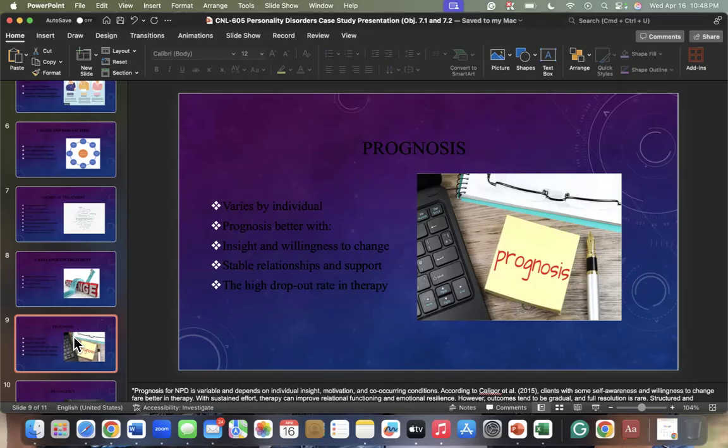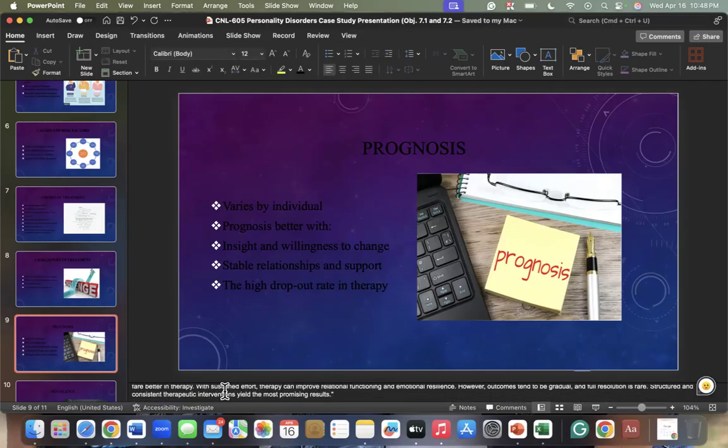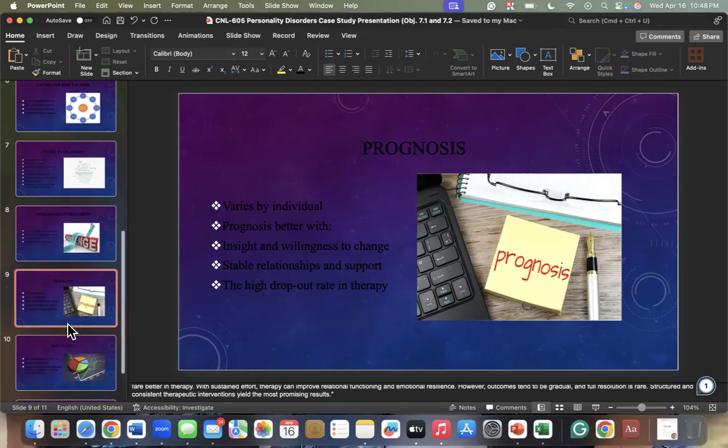and gaining that relationship. Also, maybe being more structured for them so that they are able to be consistent, so that they can see promising results when it comes to the prognosis.